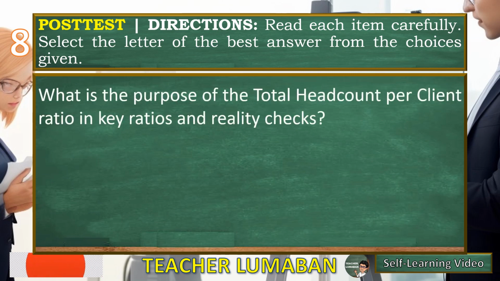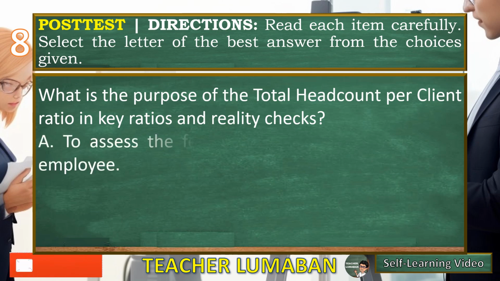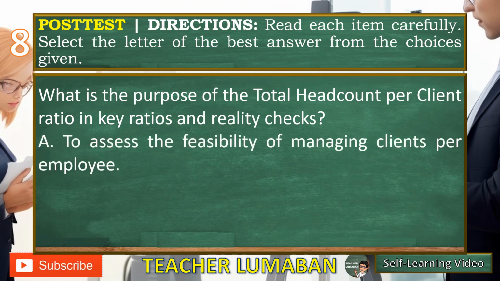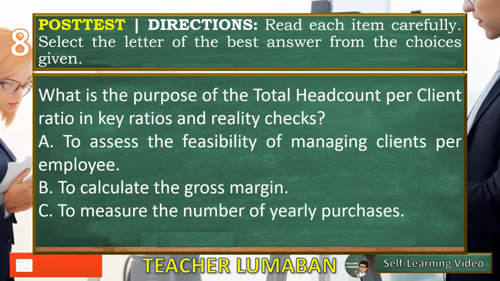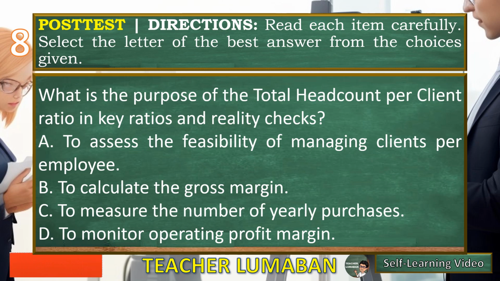What is the purpose of the total headcount per client ratio in key ratios and reality checks? A. To assess the feasibility of managing clients per employee. B. To calculate the gross margin. C. To measure the number of yearly purchases. D. To monitor operating profit margin.